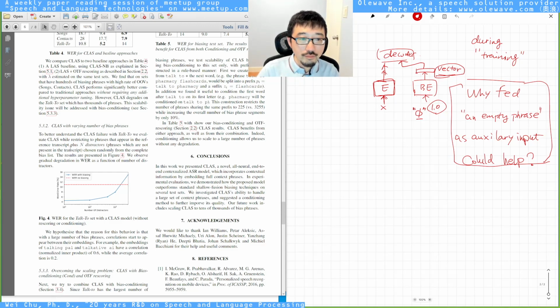this means, let's read this sentence. To better understand the CLAS failure with talk 2, we evaluate CLAS while restricting to phrases that appear in the reference transcript plus n distractors, phrases which are not presented in the transcript, chosen randomly from the complete bias list.